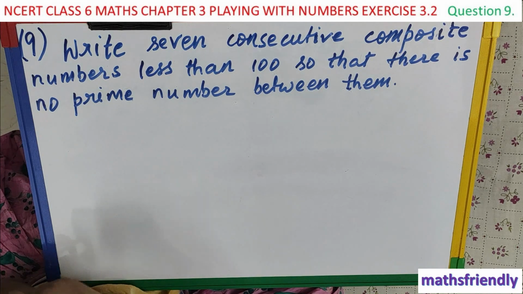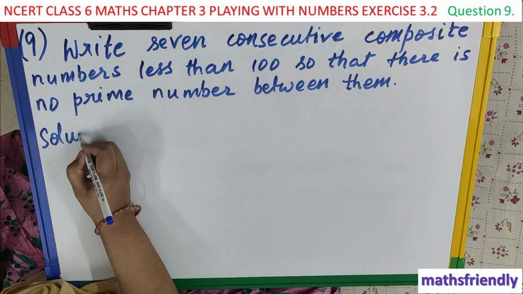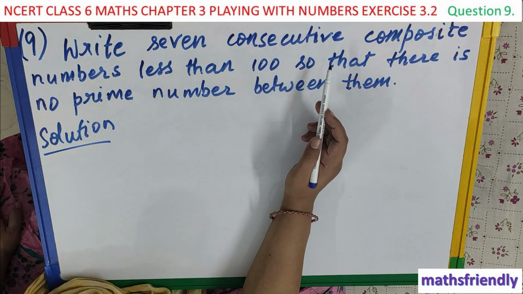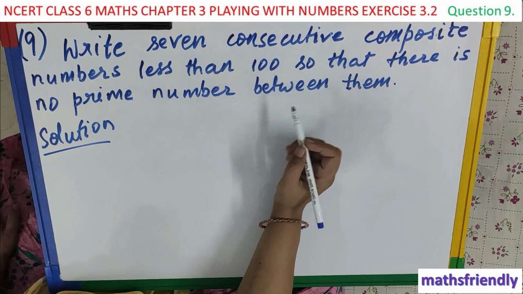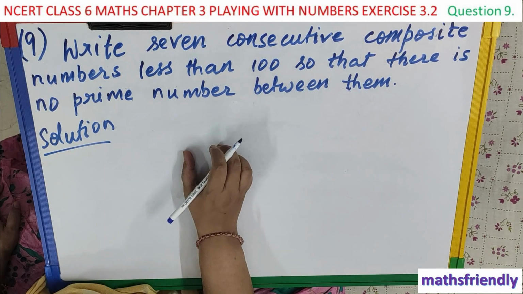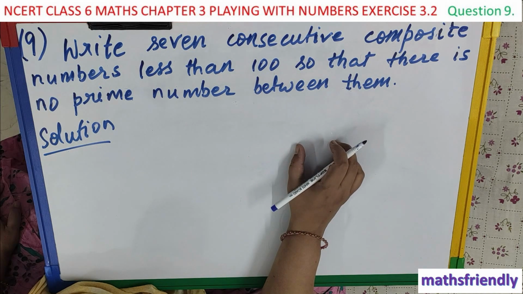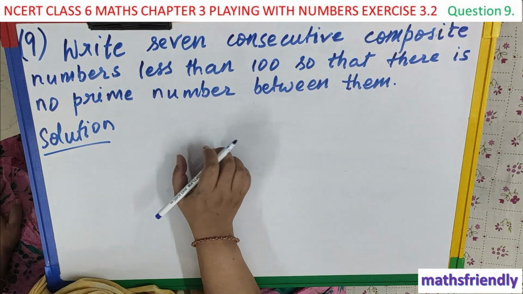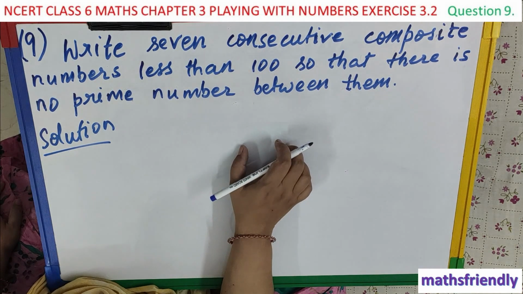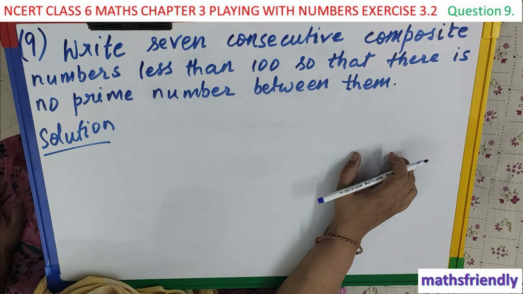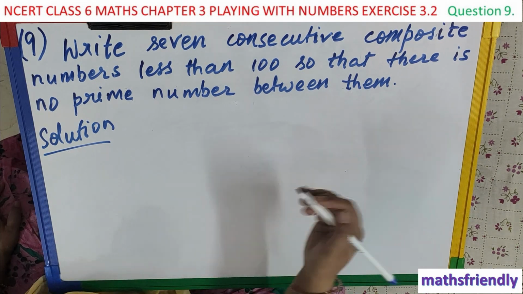Okay, so let's do the solution. Write 7 consecutive composite numbers. So we have to write 7 consecutive composite numbers, meaning all the 7 numbers should be composite numbers, and in between those numbers there should be no other number. All the 7 numbers, one after the other, should be composite numbers.